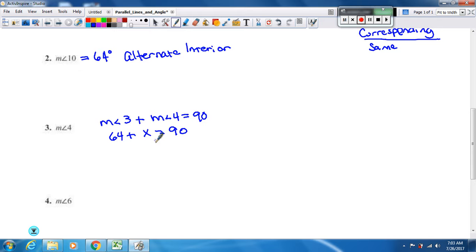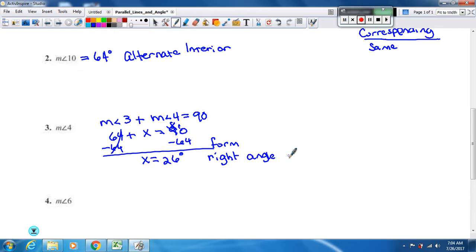So you want to say 64 plus what equals 90. If you subtract 64, you will know your answer. 90 take away 64 is 26 degrees. And the justification is they form a right angle when you add them together.